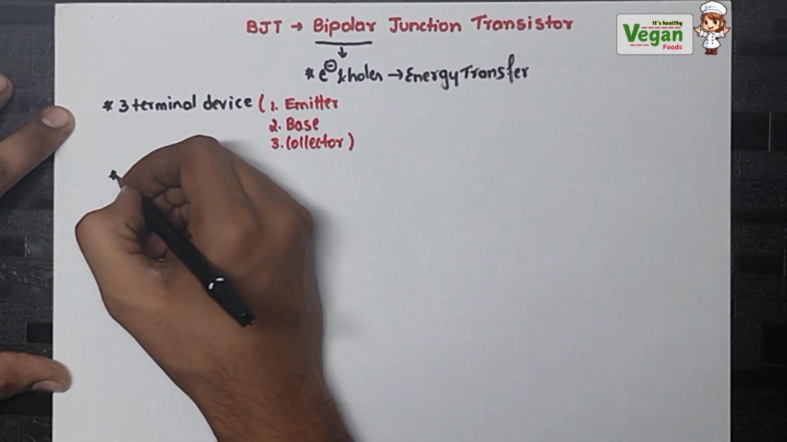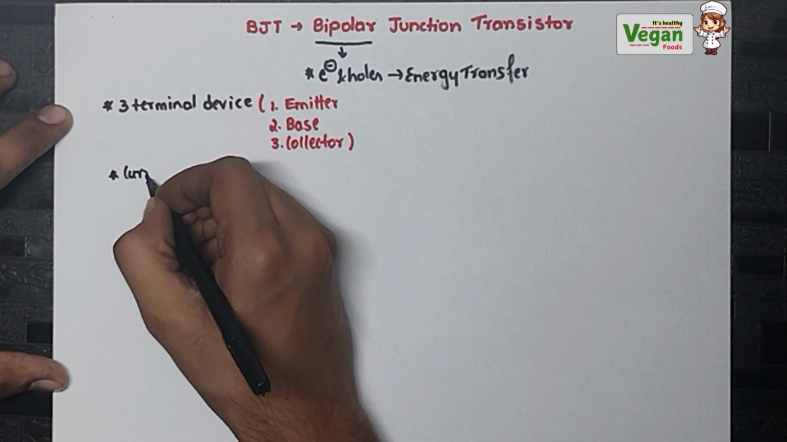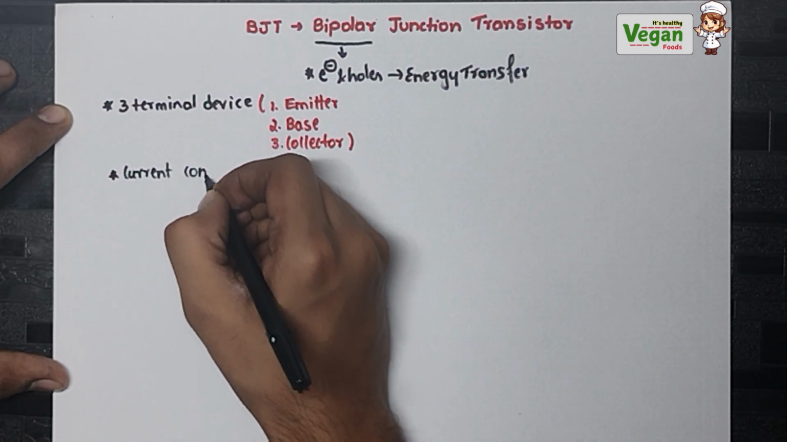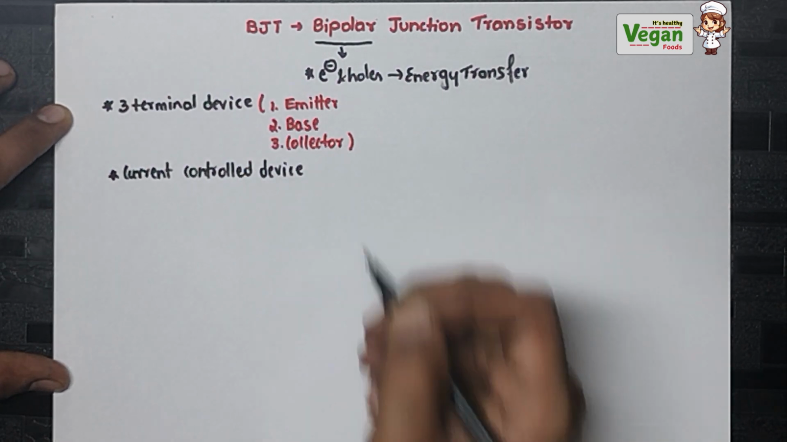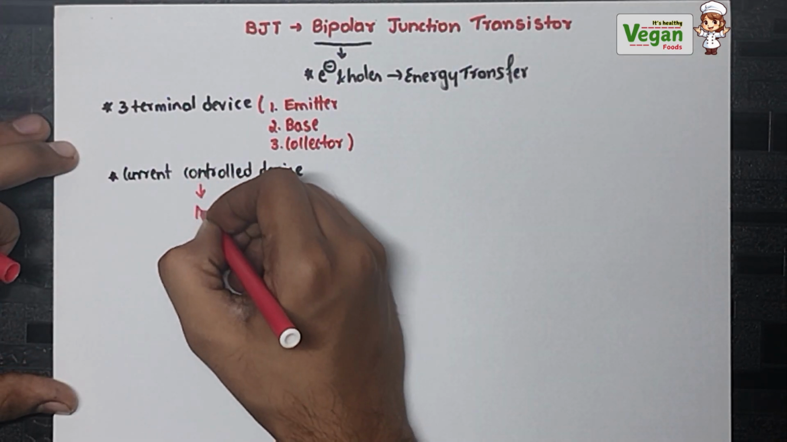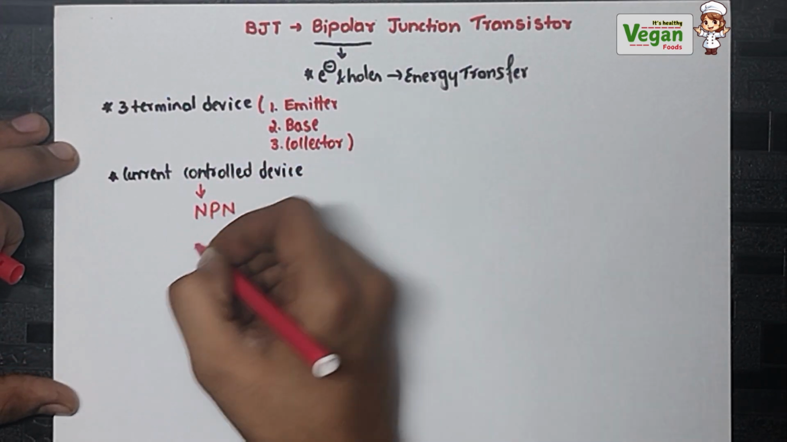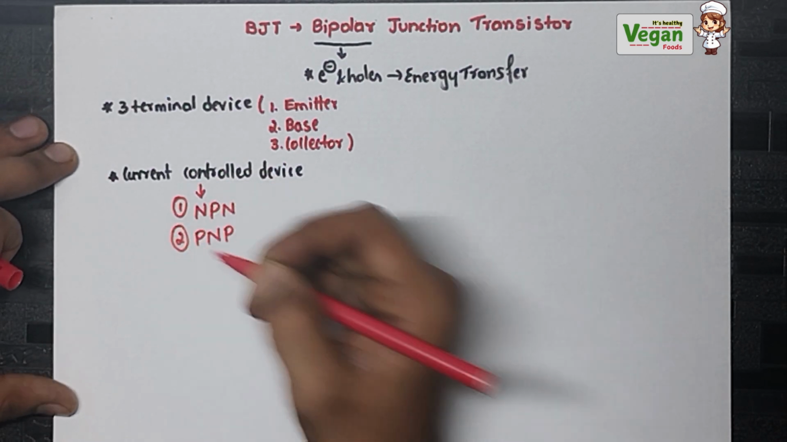Next, this BJT can also be called a current controlled device, because the conventional current flowing through this bipolar junction transistor decides the configuration of the bipolar junction transistor. So we have 2 types of configuration. First one is NPN, second one is PNP.